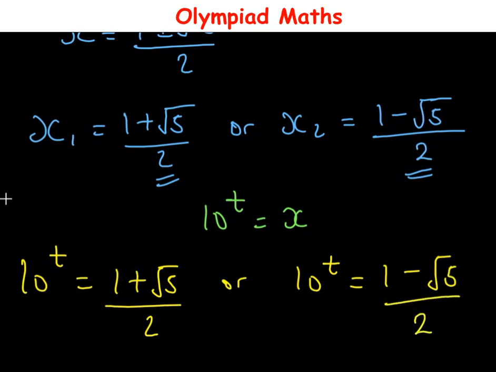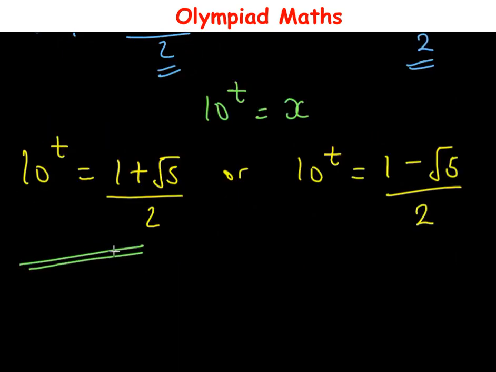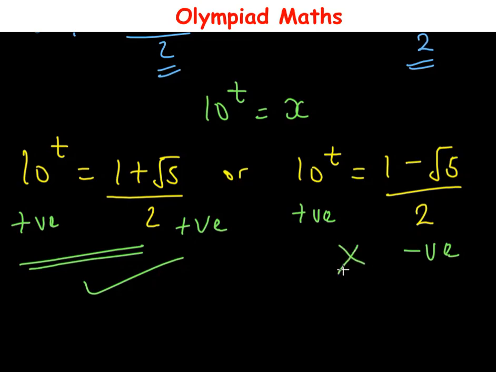If you look at this closely, for the first one, 10 power of t will give us a positive value, and (1 plus root 5) over 2 will also give us a positive value. So we are good to go to solve this one. But for the second, 10 power of t will give us a positive value, but (1 minus root 5) over 2 will give us a negative value. With this, we cannot work with it. We can only work with 10 power of t equals (1 plus root 5) over 2.